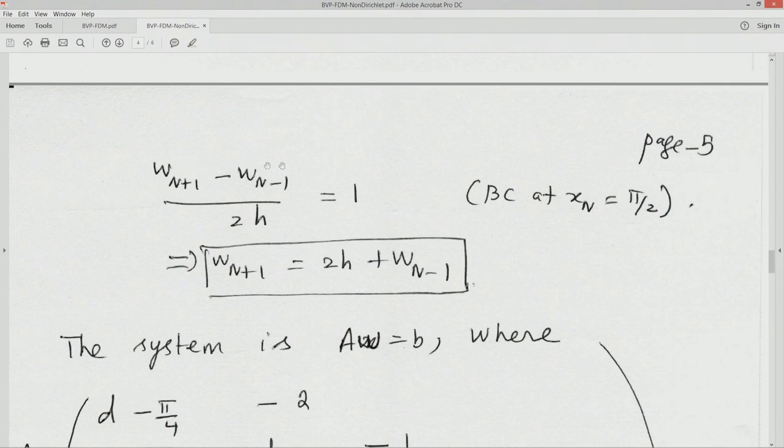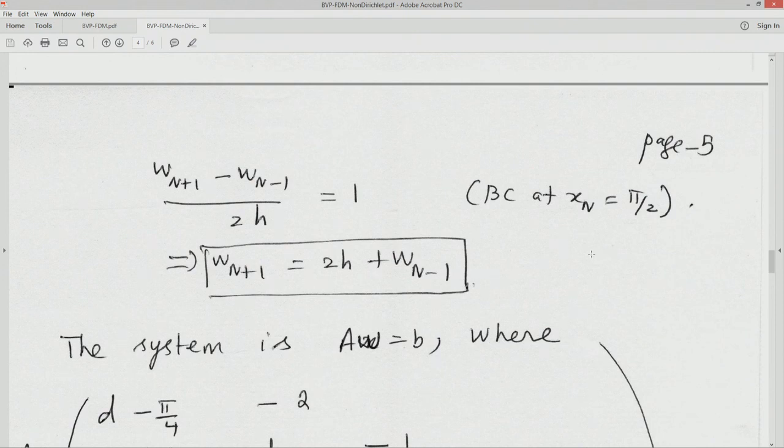(W_{n+1} - W_{n-1})/2h is 1. This is the approximation that we get when we replace the first derivative at the end point, namely x_n equal to pi by 2. From here we get what W_{n+1} is, which is the approximate solution value at the fictitious point which we have introduced, namely x_{n+1}.